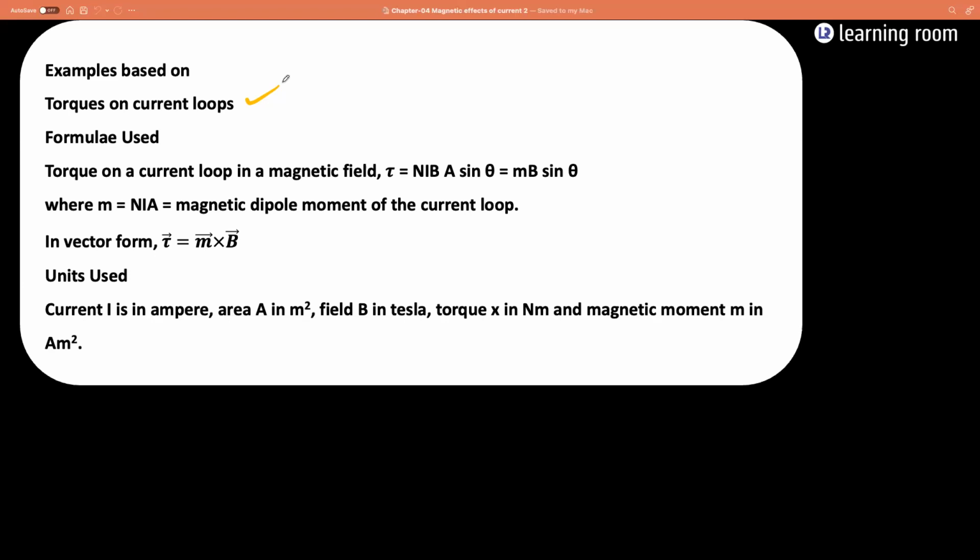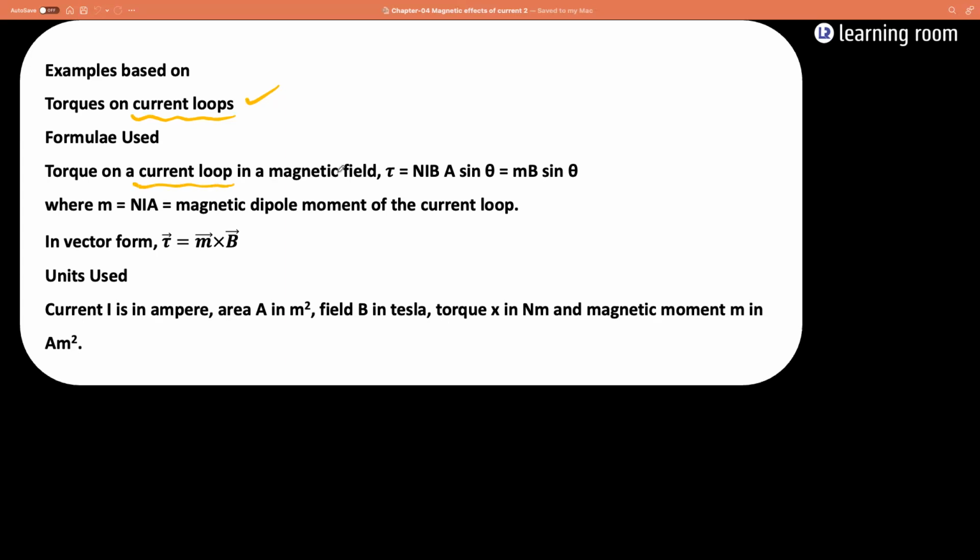Similarly, listen to this carefully. When there is an external magnetic field, if a current carrying conductor is placed in it, it experiences force. Whereas if a current carrying loop is placed in external magnetic field, it experiences torque. That is why the topic is torques on current loops, and they will never say torque acting on the current carrying conductor. That is not right. Is the point getting registered in your mind?